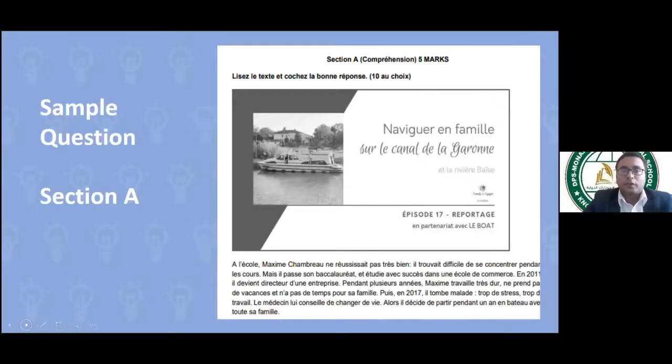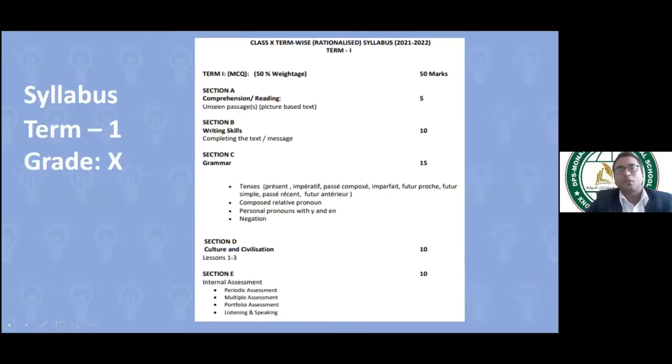Coming to the weightage, previous slide, please. The paper has been divided into 4 sections. Section A is the unseen passage. Section B is completing the text and message. Section C talks about grammar, and section D is culture and civilization.